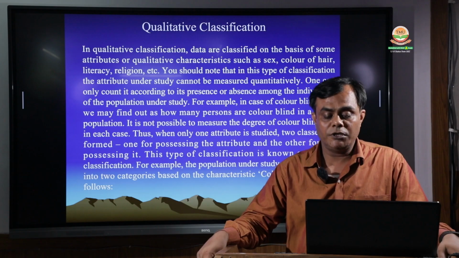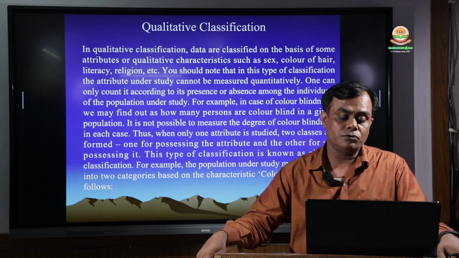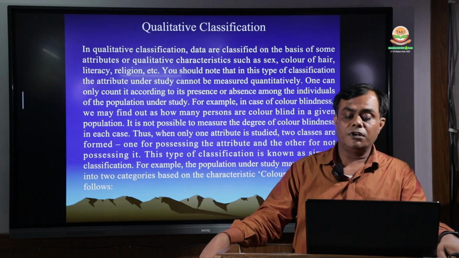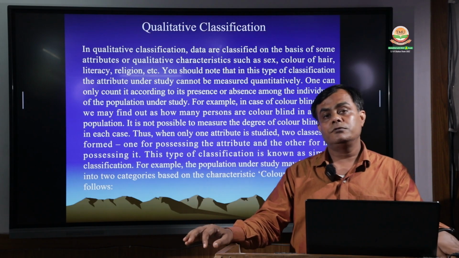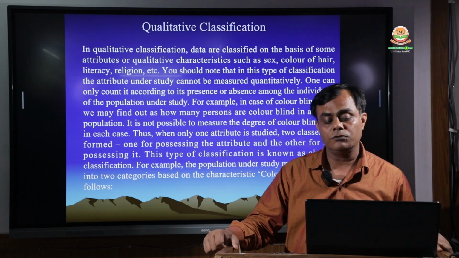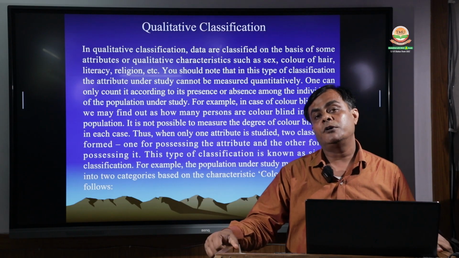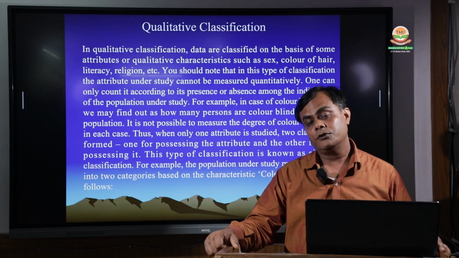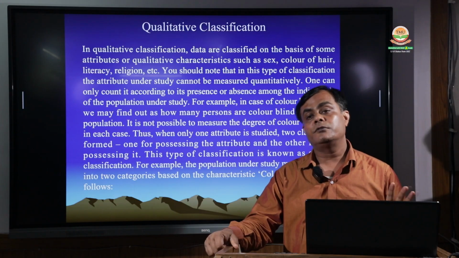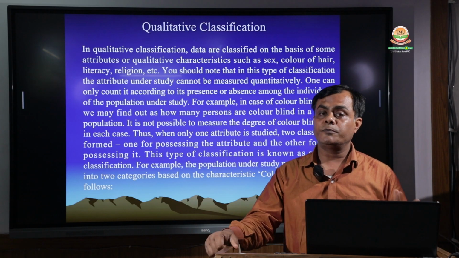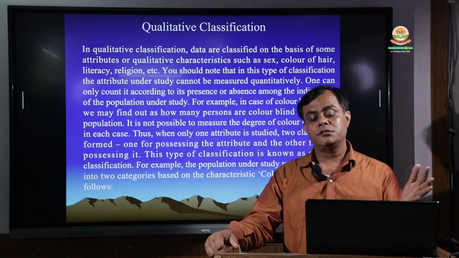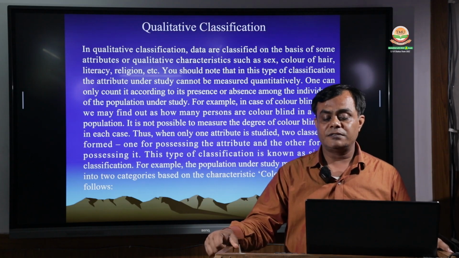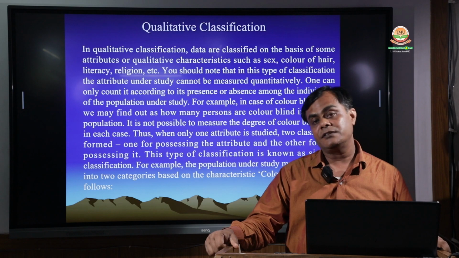Thus, when only one attribute is studied, two classes are formed: one possessing the attribute and the other not possessing the attribute. So in this classification, we are just going through yes or no. If I am asking about color blindness, here we are not asking about the degree of color blindness, only whether the person is color blind or not. This type of classification is known as simple classification.